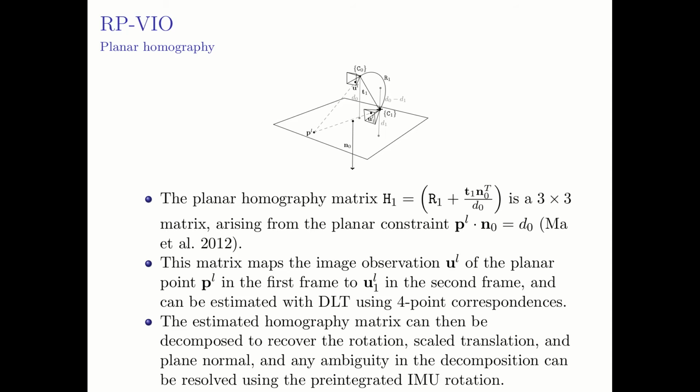The planar homography matrix is a 3x3 matrix consisting of the relative rotation and translation of the two views and the plane parameters. It maps the image observation of the point P from the first view to the second view and can be estimated with DLT using 4-point correspondences. This estimated homography matrix can then be decomposed to recover back the rotation and translation, which is in the scale of the plane distance d0, and plane normal n0. Any ambiguity in the decomposition can be resolved using the pre-integrated IMU rotation.